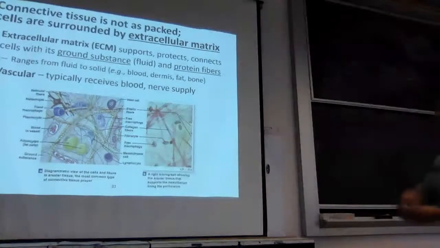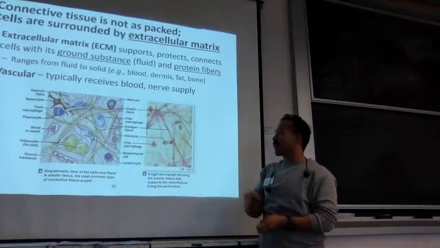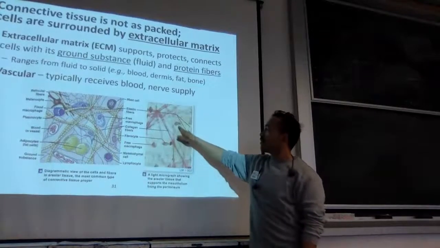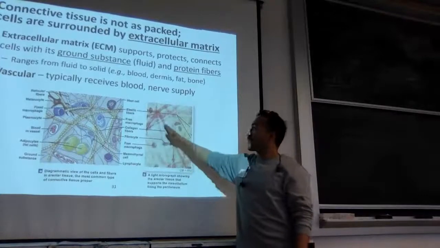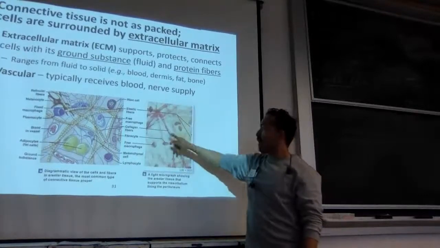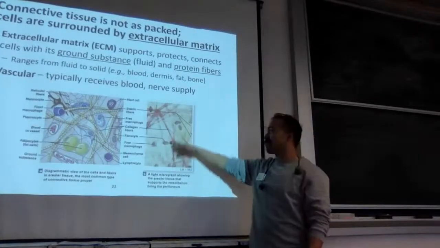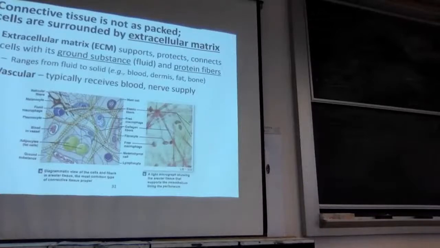So this image here, illustration and actual micrograph, you can see nuclei of cells. They're far away from each other, and then you can see some protein fibers, and then just empty space. The empty fluid. That's one example of what connective tissue would look like.